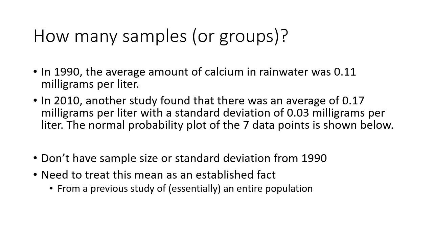This means that we need to treat this mean, 0.11 milligrams per liter, as an established fact and assume that it comes from a previous study of essentially an entire population. This could increase our chance of type 1 error if, in fact, the result from 1990 came from a relatively small sample, and we're having to assume that it came from an entire population, simply because we don't know the sample size and standard deviation.